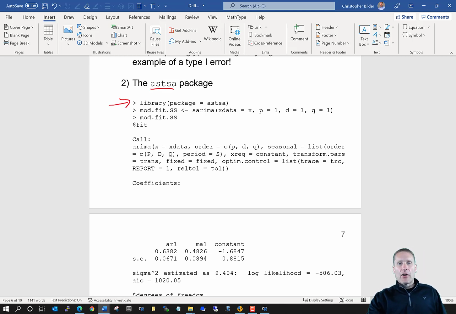So I install my package like I would normally, and then to actually estimate the model, I use their ARIMA function. Their first argument, xdata, corresponds to where my data is, and I have separate arguments for p, d, and q. So I go ahead and print off the results from mod.fit.ss. Note that the way this function works, it basically uses the ARIMA function that is in the regular old stats package in R and does some small modifications to it. That's why you see ARIMA actually listed right there.